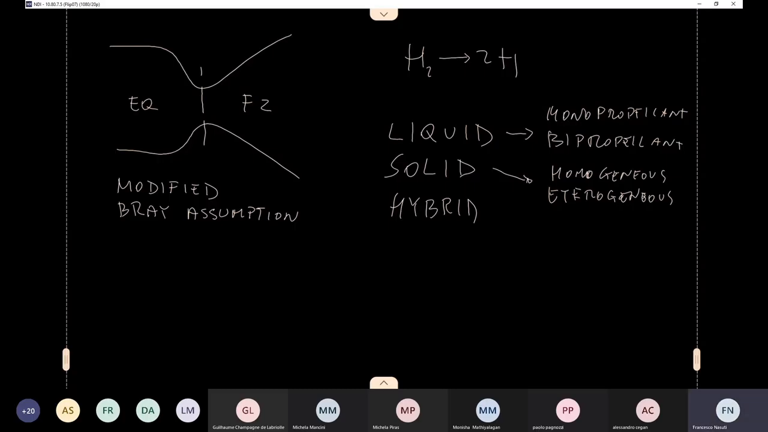I think it's good to stop now so that I will resume in 10 minutes, at 1:10, and then we can start the lecture on solid rocket models.